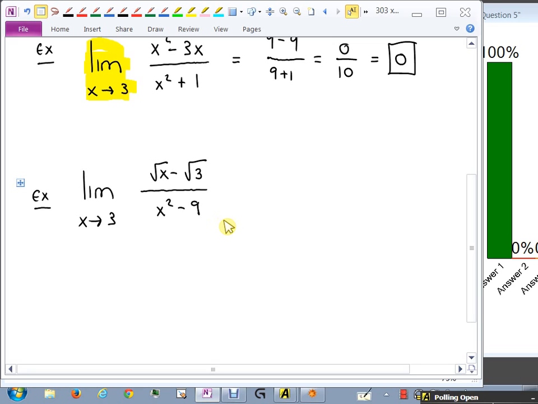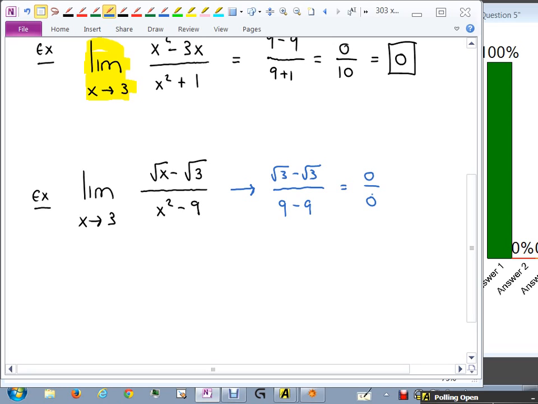All right, what happens if you plug 3 in here? On top you get, and watch, I'm going to do this with an arrow because I know it's going to cause a problem here. I get square root of 3 minus square root of 3 over 9 minus 9? So I get 0 over 0, don't I? And that is why we're here, all right?